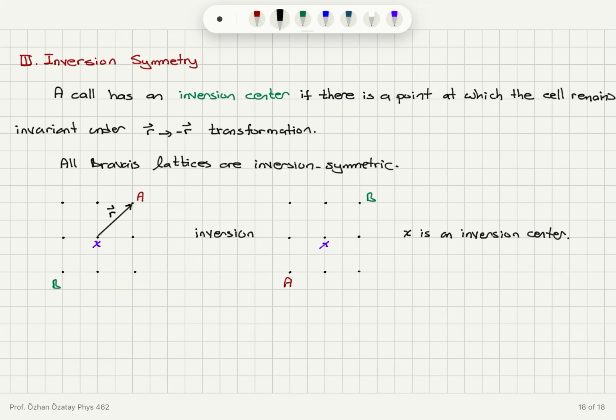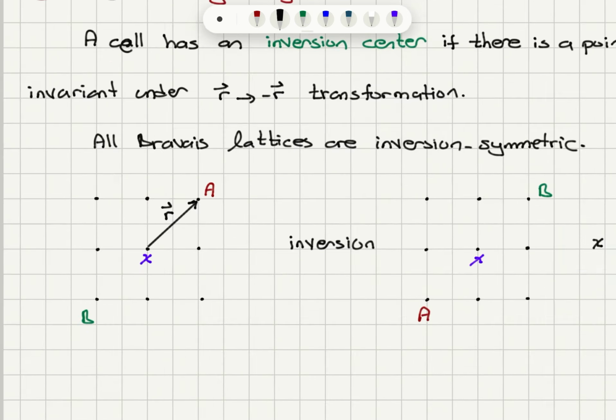Okay, and the third possible symmetry is the inversion symmetry. So a cell has an inversion center if there is a point at which the cell remains invariant under R to minus R transformation. And all Bravais lattices are inversion symmetric.